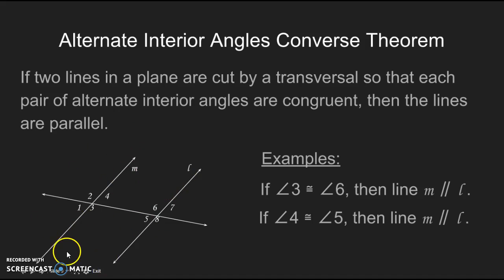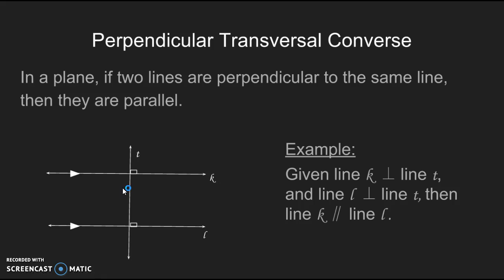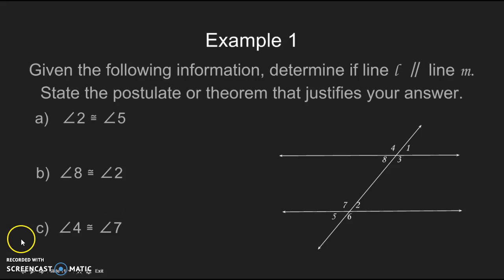Now the perpendicular transversal converse says that in a plane, if two lines are perpendicular to the same line, then they are parallel. An example would be if the given line K is perpendicular to the line T, and line L is perpendicular to line T as well, then line K is parallel to line L.